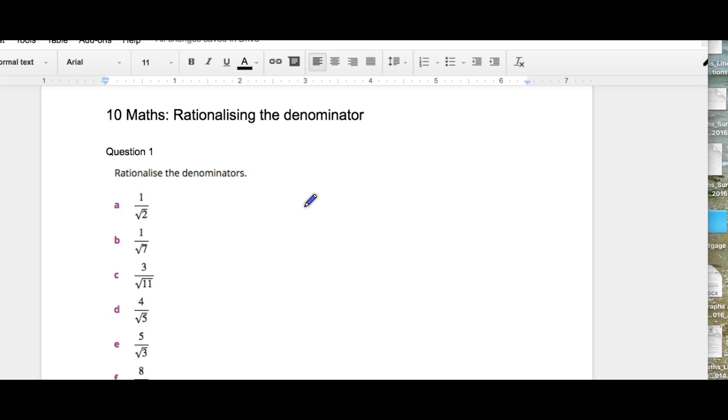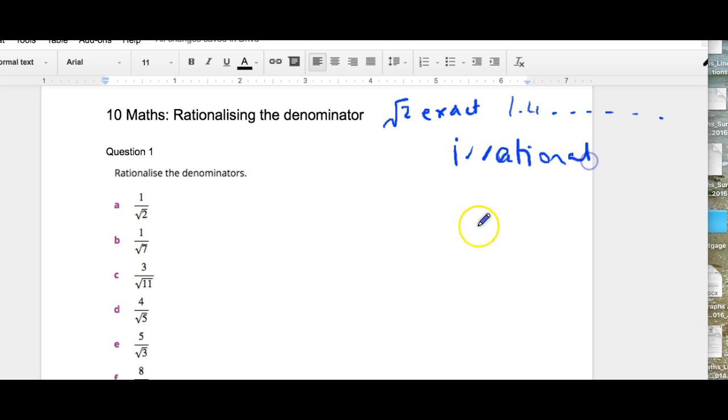So we call the square root of 2 the exact value. But if we were to take the actual square root of that, we would get, I think, 1.4 something, and the decimal places go on forever. So we call that an irrational number. Whereas 2 is a rational number, or a half is a rational number. So what rationalizing means is we just want a whole number on the bottom, on the denominator. We can't leave it as a surd.